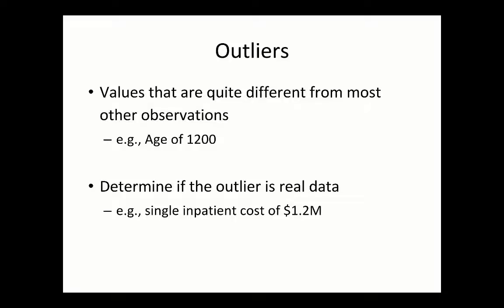Well, maybe it is real data, but it may still be considered an outlier. Essentially, an outlier is any value that just isn't typical to see and can skew the analysis at hand. What if you were dealing with monetary data, such as determining the cost of inpatient stays? Would you consider a single inpatient stay costing $1.2 million to be an outlier?